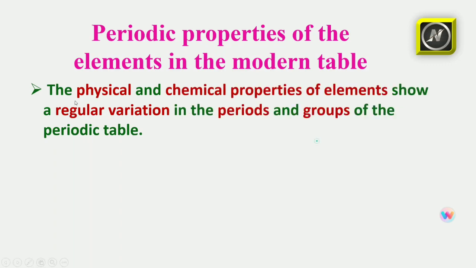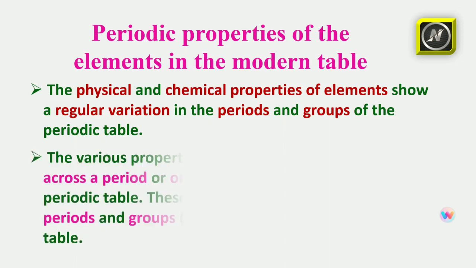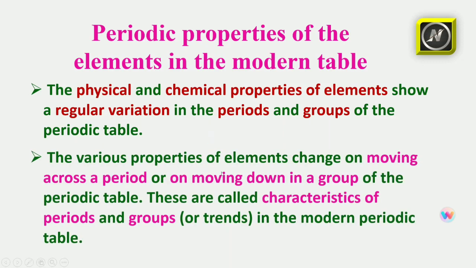The physical and chemical properties of elements show a regular variation in the periods and groups of the periodic table. That means the various properties of the elements change on moving across a period or on moving down a group of the periodic table. These are called characteristics of periods and groups in the modern periodic table.